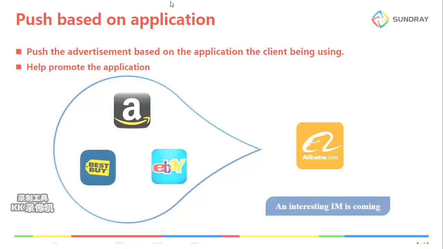This is used in a scenario where the customer wants to push their own applications. For example, the shopping mall's Wi-Fi network can set a policy so that if the customer is using Amazon, Best Buy, or eBay, or this kind of online shopping application, we can post a message that the shopping mall has its own online shopping application. So we can help to promote their online shopping application through the push based on application policy.